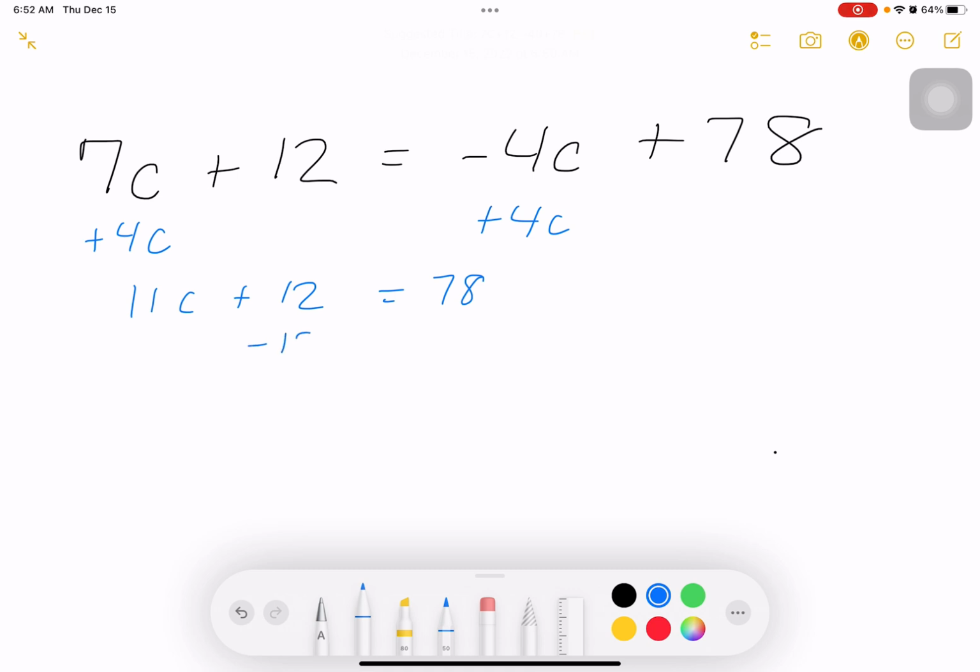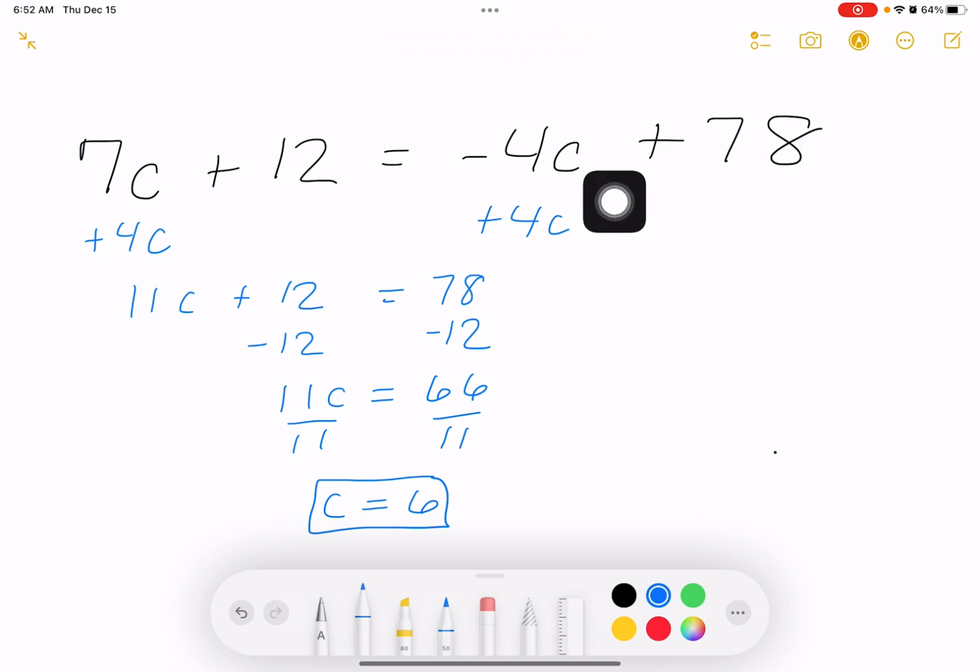Then I subtract 12 from both sides in order to get the c alone, and I have 11c equals 66. Then if I divide by 11, I find out that c equals 6. Remember to box in my answers, keeping my equal signs lined up and showing what I do to both sides of the equation.